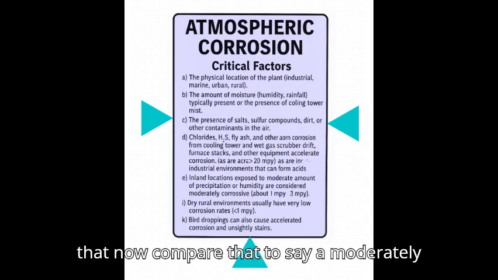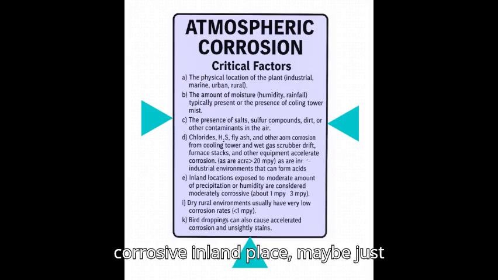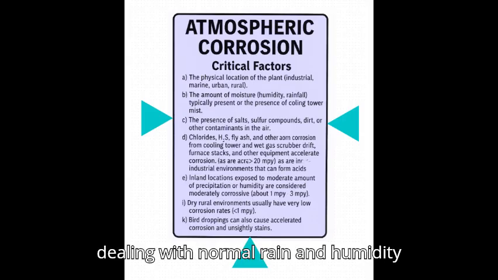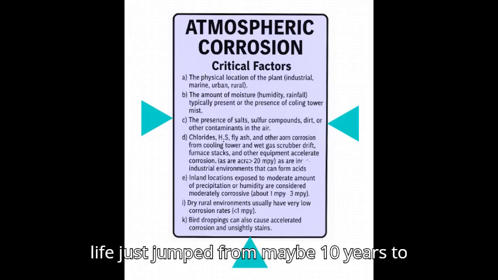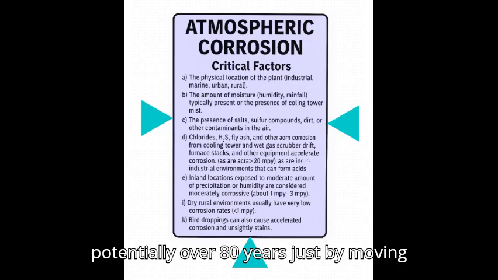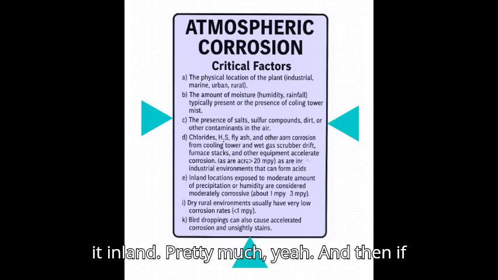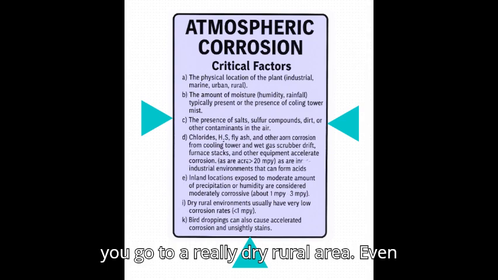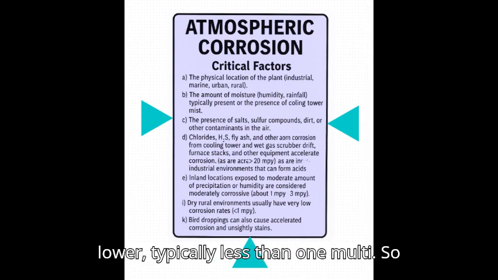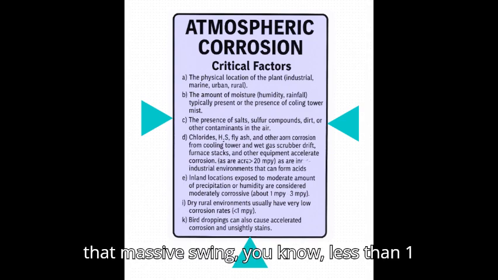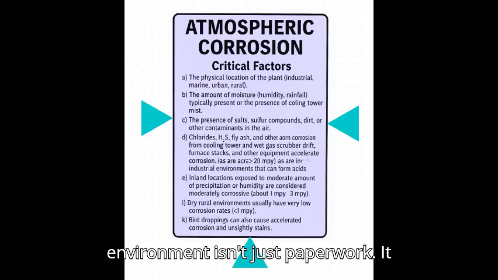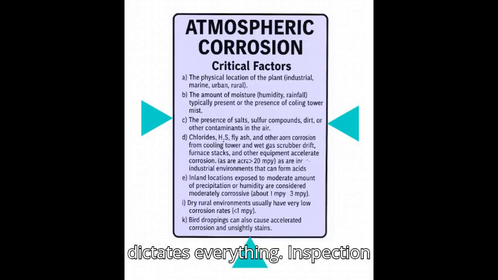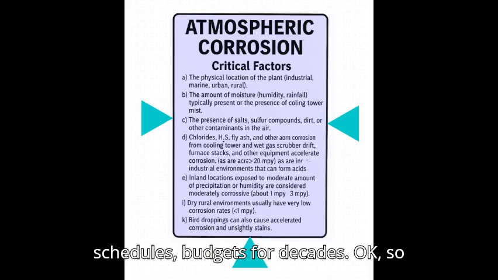Now, compare that to, say, a moderately corrosive inland place, maybe just dealing with normal rain and humidity. There, you're typically looking at maybe 1 to 3 MPY. Wow. Okay, so that pipe's life just jumped from maybe 10 years to potentially over 80 years just by moving it inland. Pretty much, yeah. And then if you go to a really dry rural area, even lower, typically less than 1 MPY. So that massive swing, less than 1 to 20. That's why classifying the environment isn't just paperwork. It dictates everything. Inspection schedules, budgets, for decades.